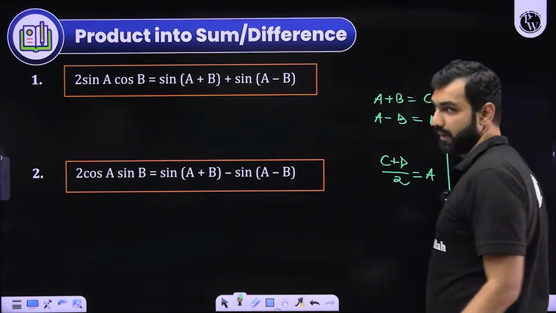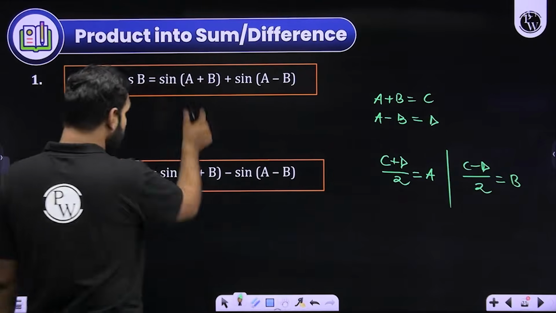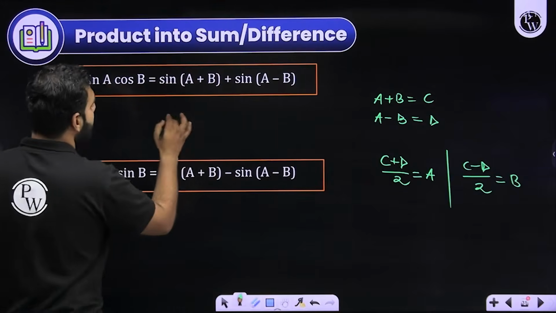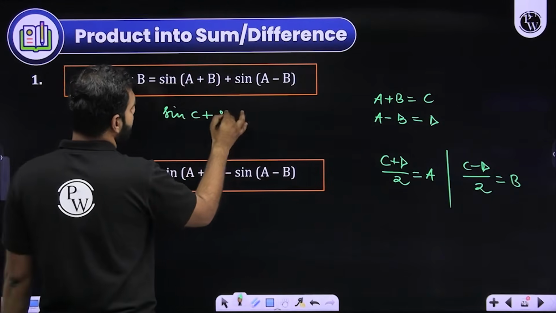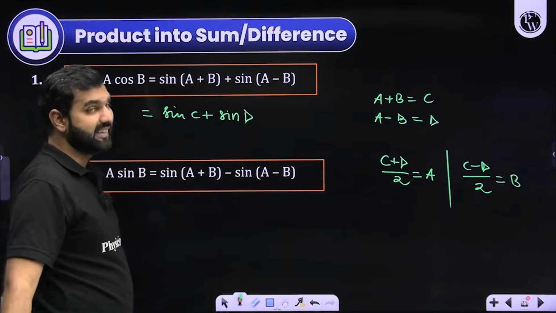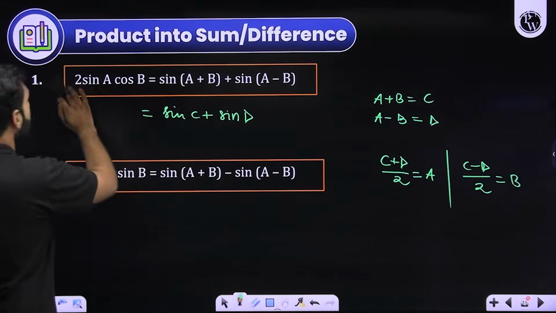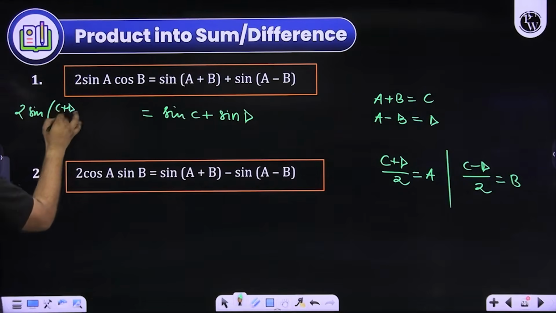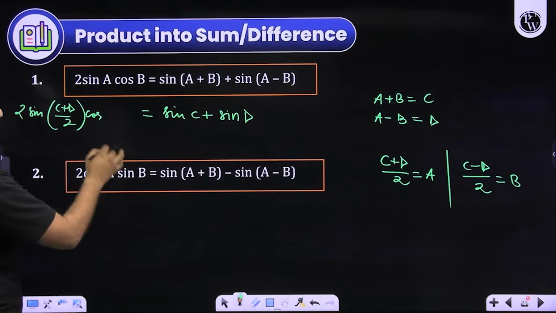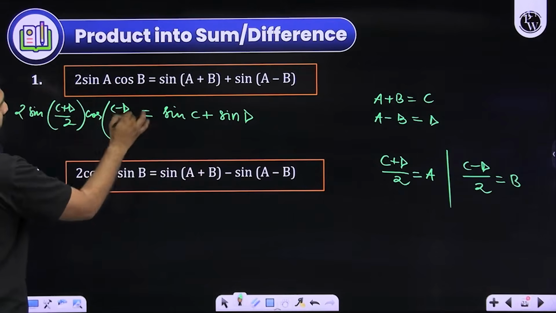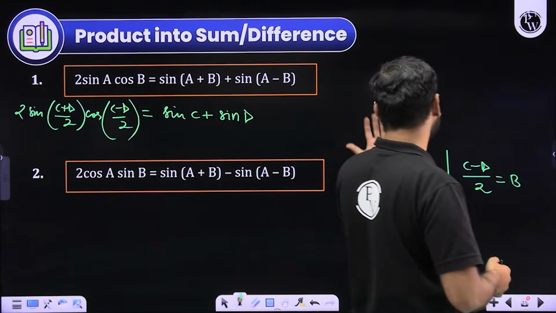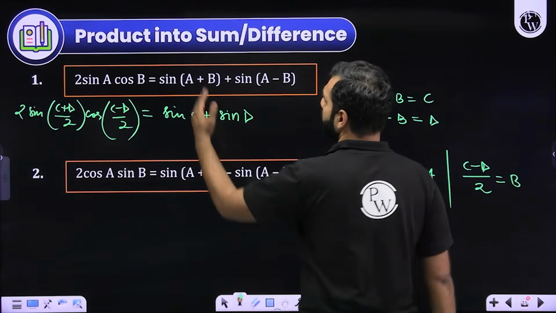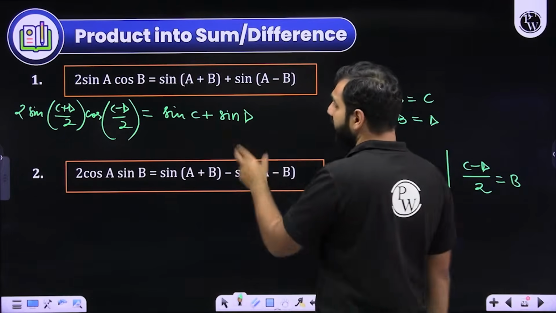Why am I saying so? Because now, if you replace A+B by C and A-B by D, you get sin C + sin D. What is it? Sin C + sin D is going to be 2 sin of (C+D)/2 times cos of (C-D)/2, since A is (C+D)/2 and B is (C-D)/2. So from this identity only, if I make some changes to it, I am now getting some more results. This was product to sum; now I'm giving you a formula from sum to product.